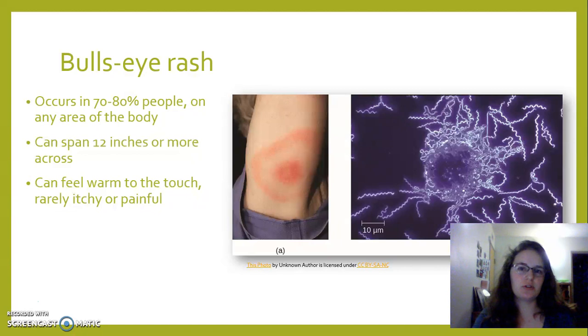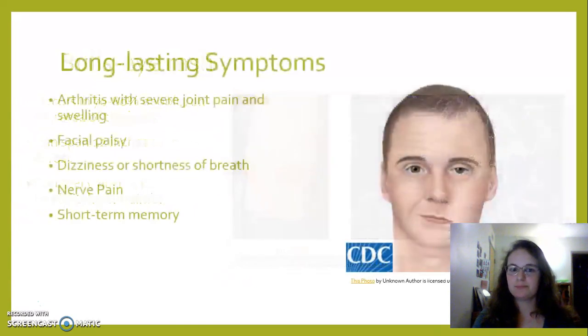It can span 12 inches or more across, and it can feel warm to the touch, though it is rarely painful or itchy. Some long-lasting symptoms of Lyme disease include arthritis with some severe joint pain and swelling, facial palsy, dizziness, nerve pain, and also short-term memory problems.